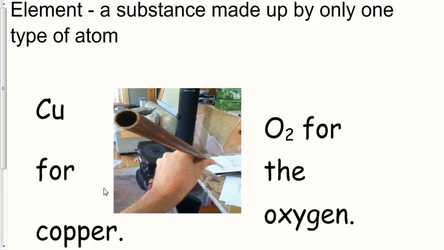An element is a substance only made of one type of atom, and in this case you've got copper, that's the pipe, and then you've got oxygen, that's an element within the air around the pipe. And those are two types of elements.